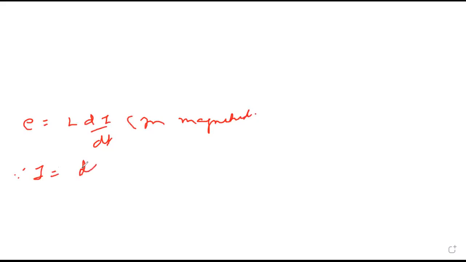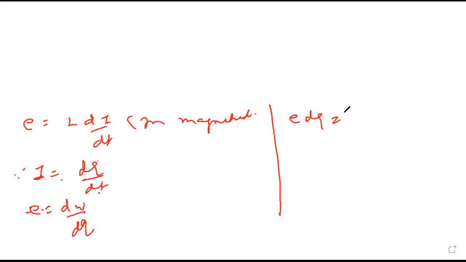Since I is dq upon dt, therefore wherever you see dt, you can write dq upon I. I equals rate of flow of charge. E is dW upon dq, so I'm multiplying by dq on both sides. Therefore, E dq is L dI by dt into dq. Therefore, work done dW is L I dI.